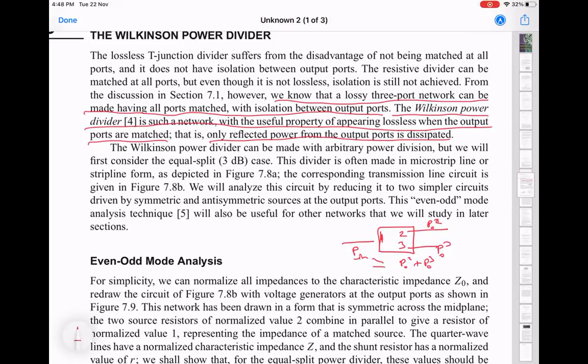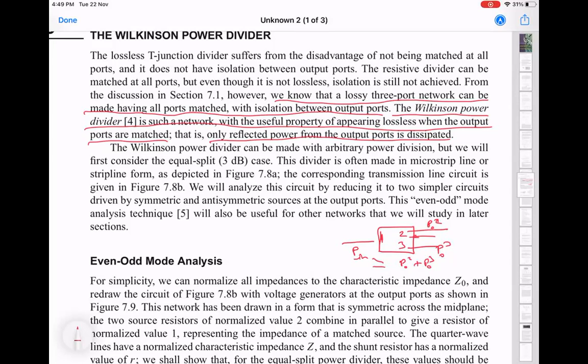They say the only reflected power from the output ports is dissipated. That is, if there was any reflection and it was not matched, then the power which is returning will experience loss on its way back to the input port. It's a kind of strange way of looking at it. But this is what I was saying in the beginning, that if you send power in the reverse direction, then in general, you will have loss. In some cases, you will not.